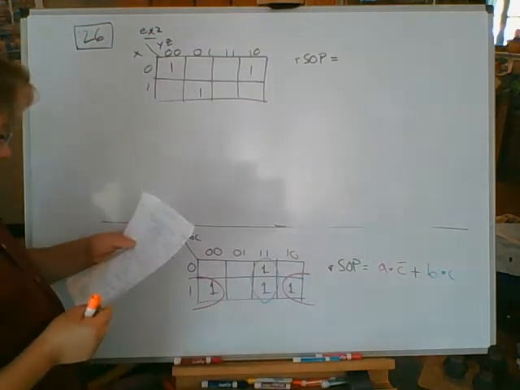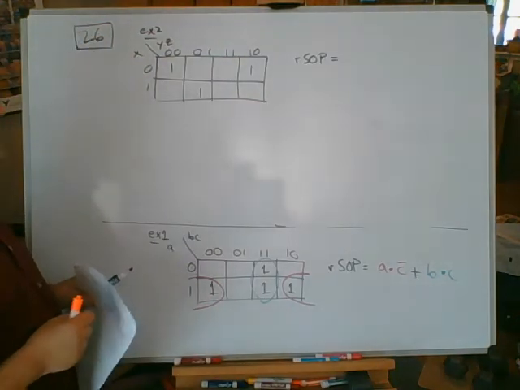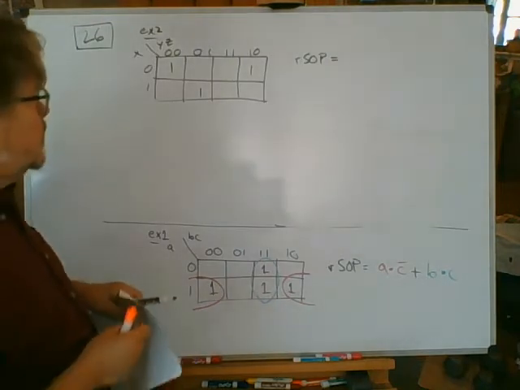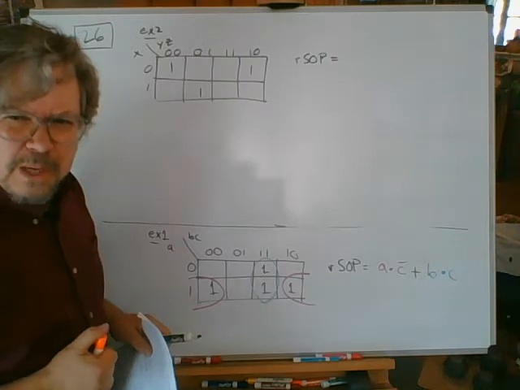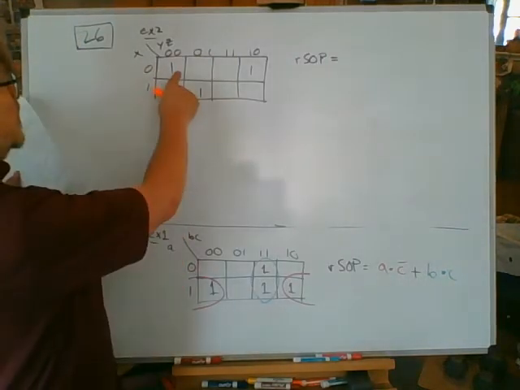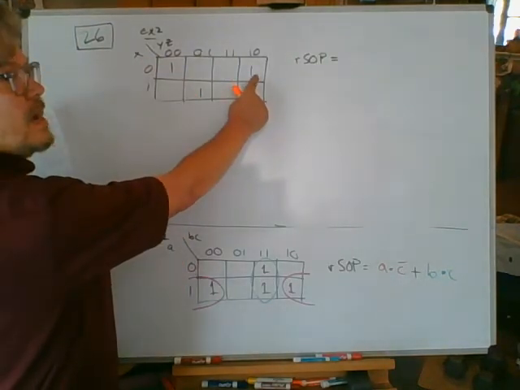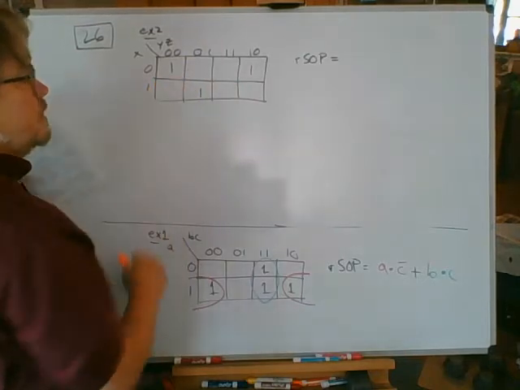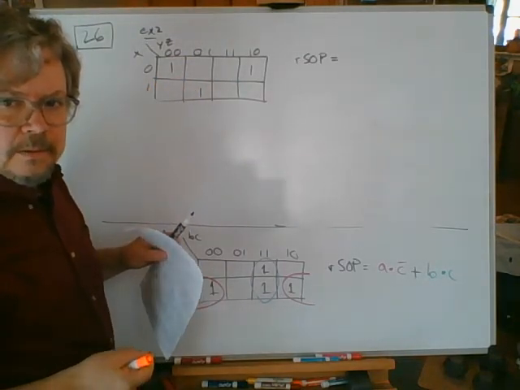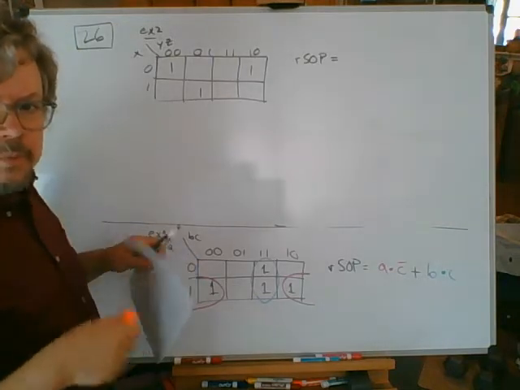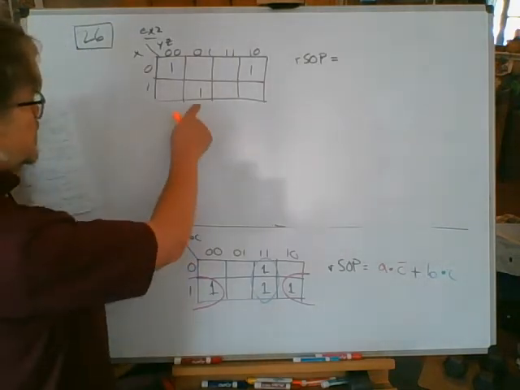Are there any isolated ones that cannot possibly be grouped with another one? And you say, well, yeah, all of them fit in that category. And then you would be wrong. This one can be grouped with that one. So I don't circle this with a subcube of size 1 because it can be covered by a larger one down the road. I only cover the ones with size 1 that can't possibly be grouped with anybody else.